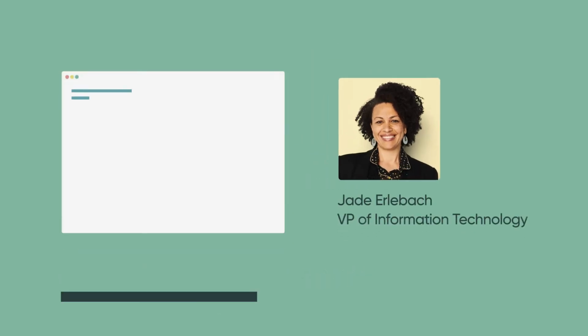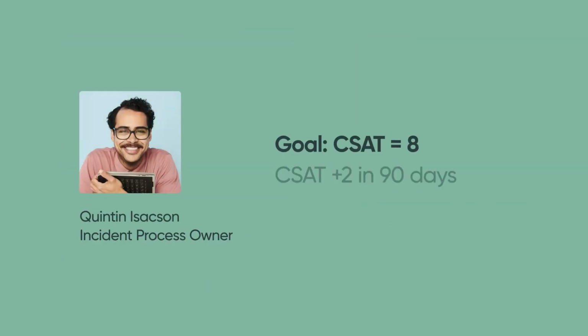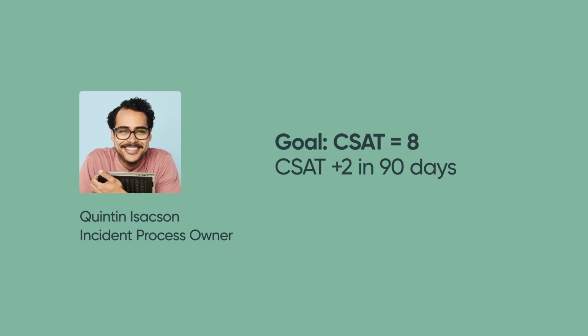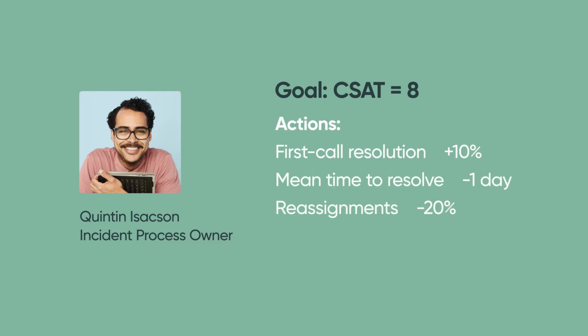Suppose the VP of IT learns from CSAT surveys that the company's employees aren't happy with the way IT handles incidents. The VP sets a goal for the incident process owner: improve the CSAT for the incident process by 2 points in 90 days. Now the process owner decides on some specific actions to achieve that goal. Increase first call resolution by 10%, reduce MTTR by 1 day, and reduce reassignments by 20%, all in 90 days.